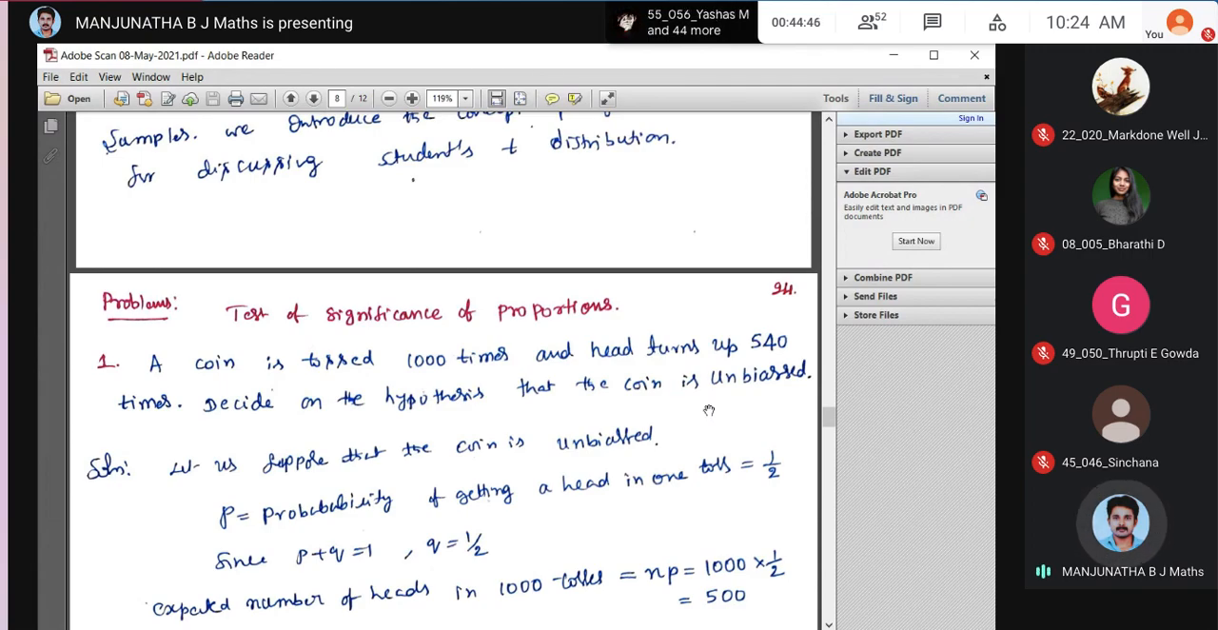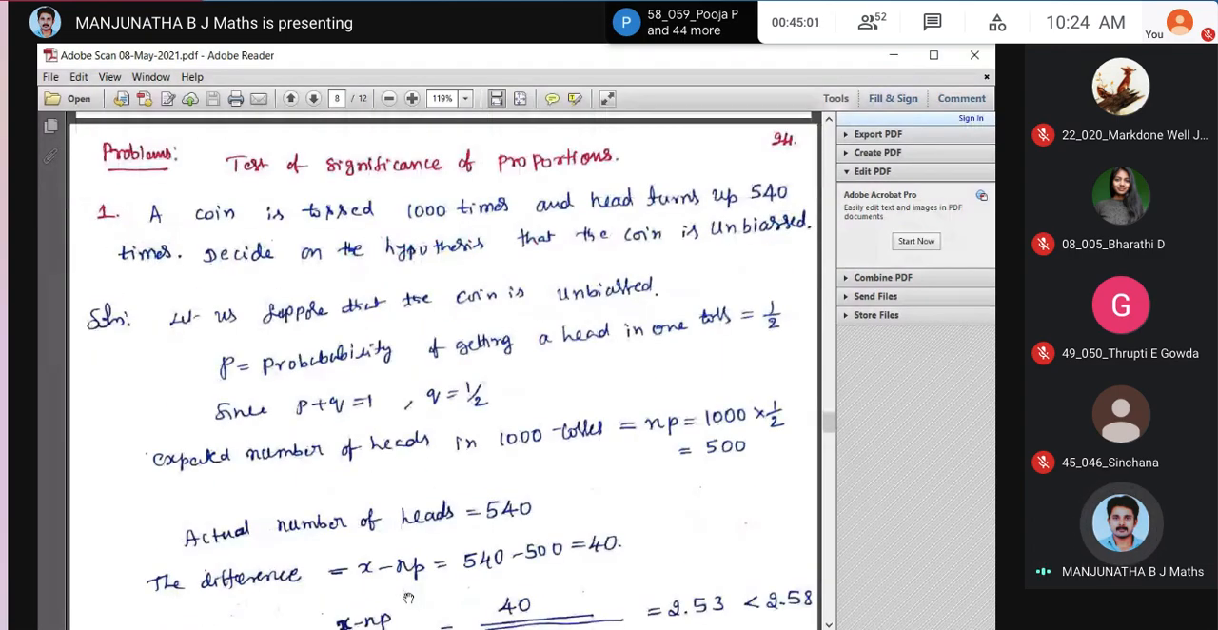Suppose the coin is unbiased. So that is your hypothesis. Let P be the probability of getting a head in one toss. That is 50%, the proportion, that is 1/2. Since P plus Q equals 1, Q is also 1/2.